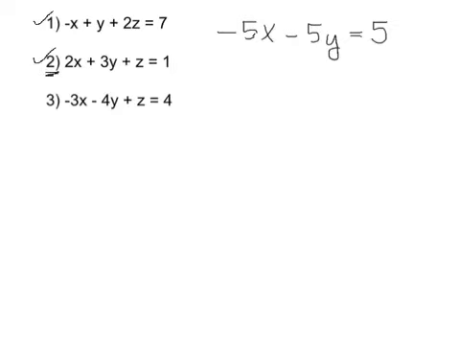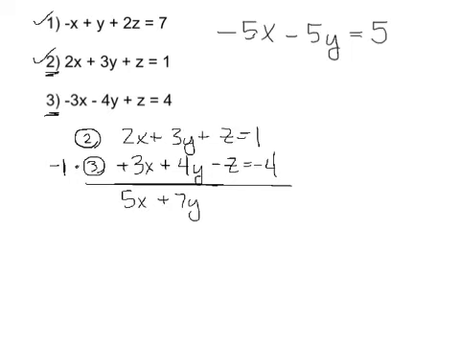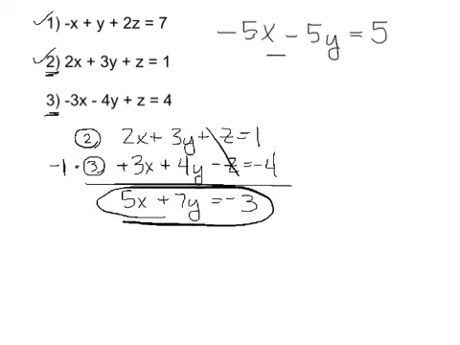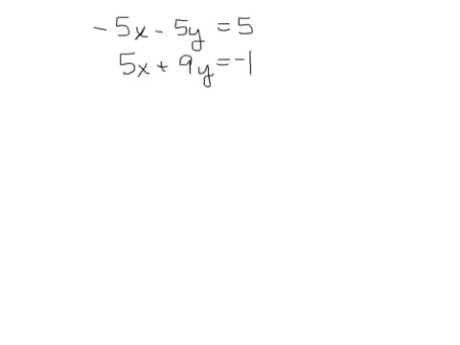Now let's use equation 2 and equation 3 and eliminate it. I'm going to rewrite equation 2. And I'm going to multiply equation 3 by negative 1. Positive 3x, I almost made a mistake, plus 4y minus z equals negative 4. Add those two together, 5x plus 7y, these cancel, equals negative 3. I now have two equations and two unknowns. These are the two equations that we found out by eliminating our z term.